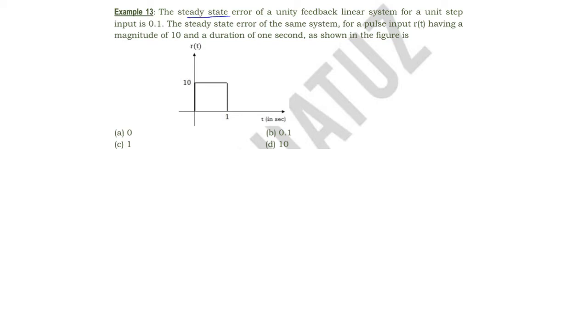The steady state error of a unity feedback linear system for a unit step input is 0.1. The steady state error of the same system for a pulse input r of t having a magnitude of 10 and a duration of 1 second, as shown in the figure, is.